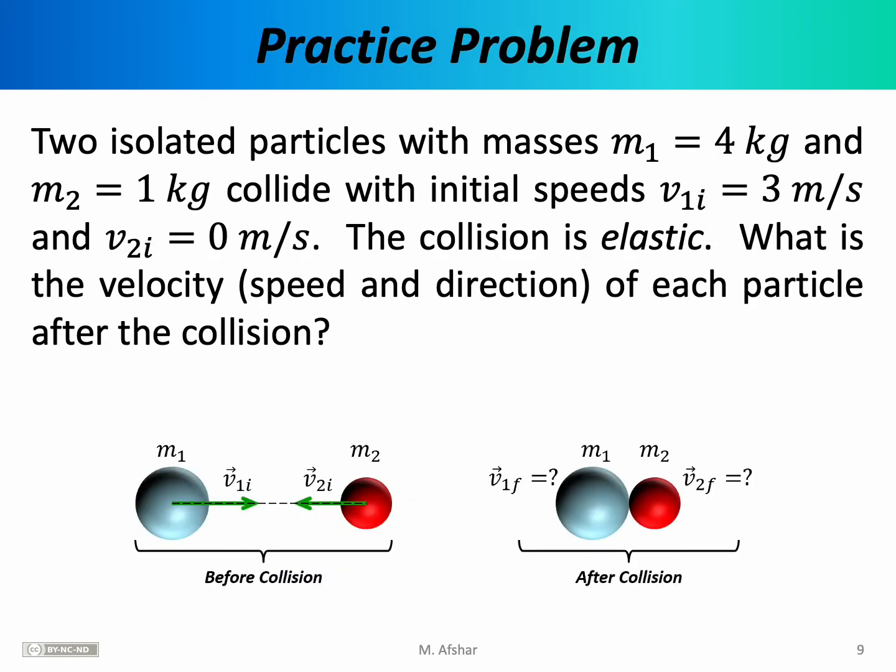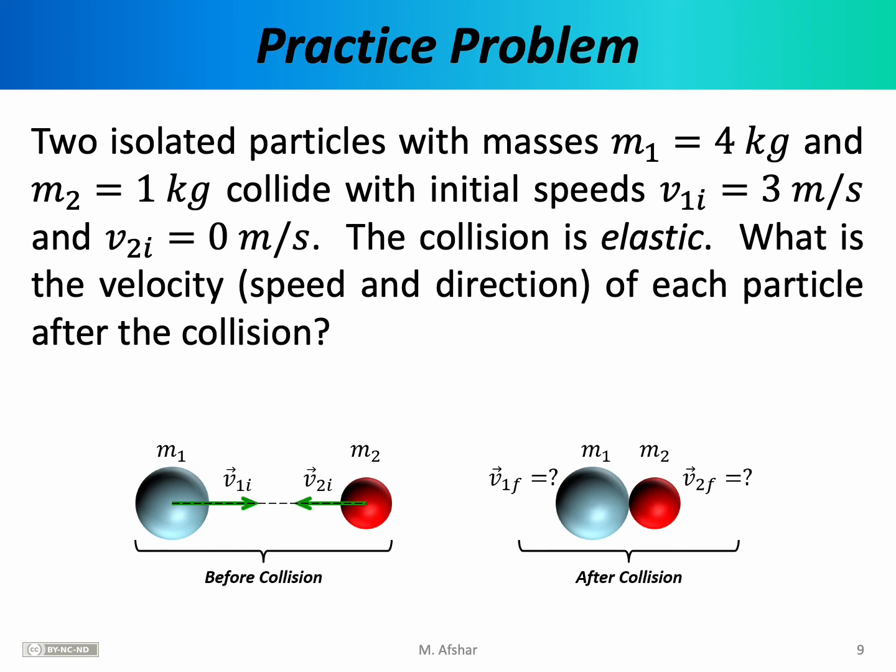Let's end this lecture with a practice problem. Two isolated particles with masses 4 kilograms and 1 kilogram collide with initial speeds of 3 meters per second and 0 meters per second. The collision is elastic. What is the velocity, speed, and direction of each particle after the collision?